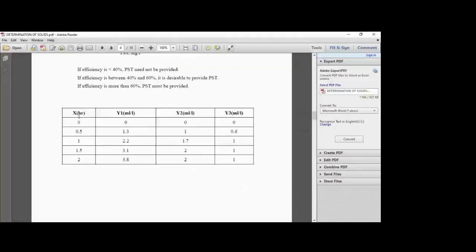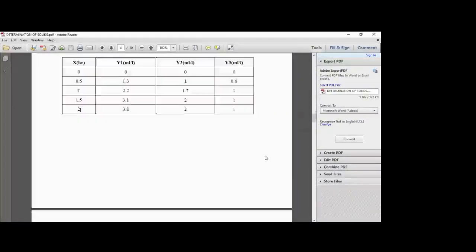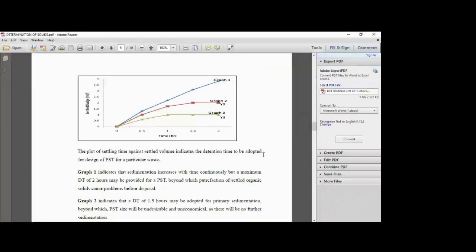Right. So now let's plot a graph, with time on the X scale and the concentration of solids on the Y scale. So this graph will look something like this, right? This is curve 1 for your sample 1, curve 2 for your sample 2, and curve 3 for your sample 3. Here you have different times, from 0 hours to 2 hours, and here is the concentration of the settleable sludge or settleable solids.